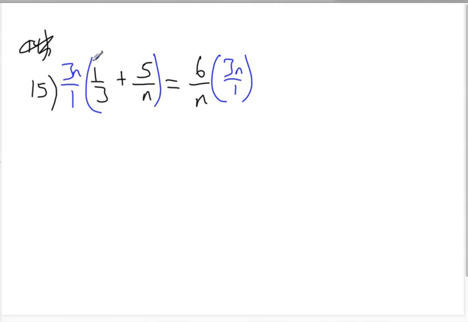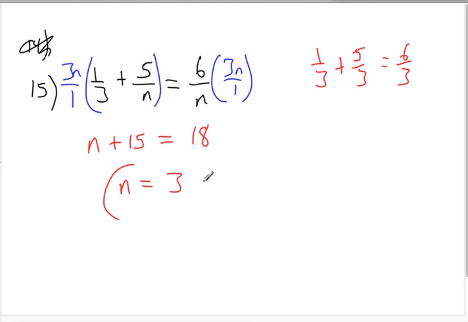These 3's are going to cancel, leaving n times 1/1. So leaving n. And then when I multiply this 3n times the 5/n, the n's cancel, leaving 3 times 5. So we have plus 15. And then when I multiply over here, these n's cancel, because again, these are all factors. There's no addition or subtraction. Leaving 6 times 3 is 18. So from here, it's a very simple problem. It's n equals 3. It's important to double check, see if that works. So let's do that. 1/3 plus 5/3 equals 6/3. Sure enough, that's true, so this is the correct answer.